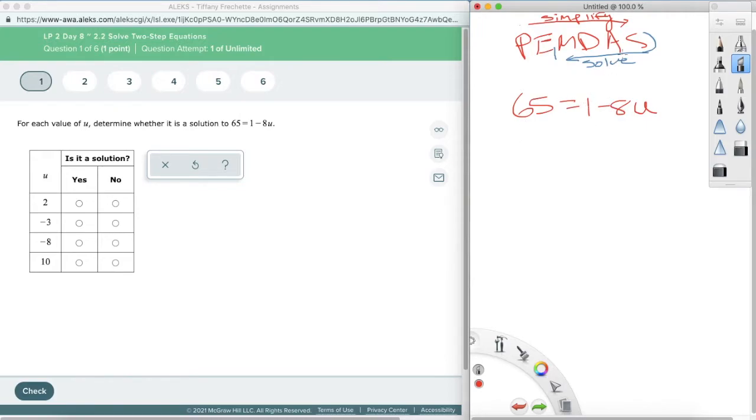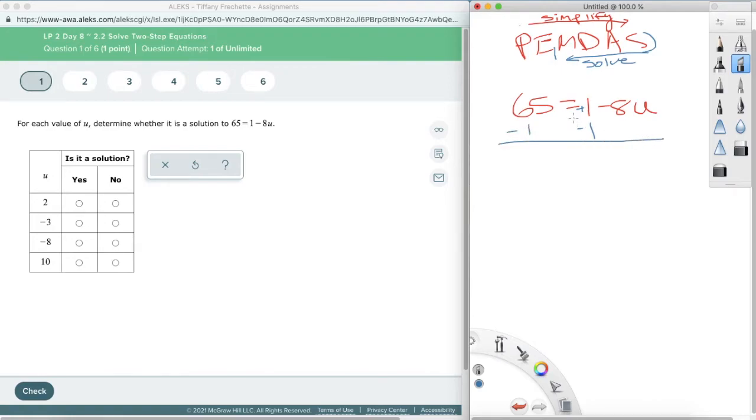So I'm simplified. Now I can flip over, and I'm even going to change my color so you know I'm in the solve stage now. We look at what is being added or subtracted on the same side as the variable. We're always looking to get that variable by itself. So again, we're not subtracting 8 on this side. This is a negative 8 that's being multiplied by u. I'm adding 1 on the same side as the variable. So I want to do the opposite operation because 1 minus 1 cancels. But I also have to do it to the other side of the equal sign.